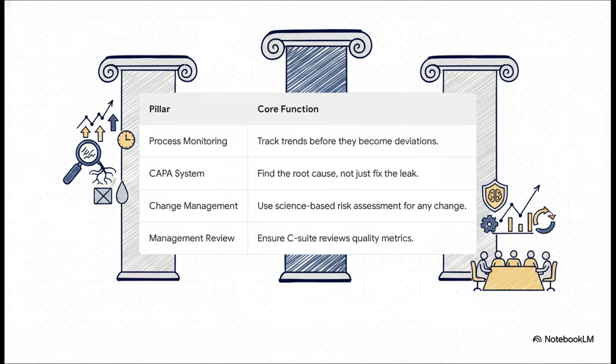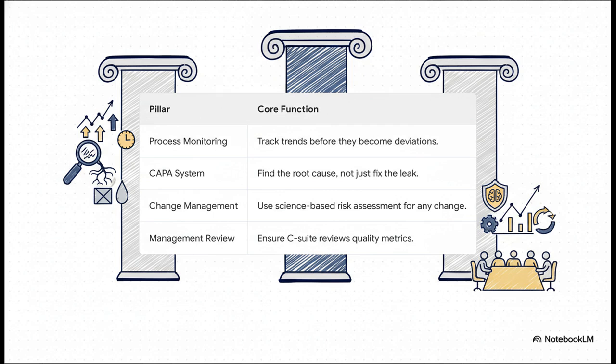First, process monitoring. Are you actively watching your data and looking for trends before things go wrong, or are you just reacting to failures? Second, your CAPA system. Are you really digging deep for the root cause? Third, change management. Is every single change, no matter how tiny it seems, backed by a solid, science-based risk assessment? And last but not least, management review. Is your senior leadership, your C-suite, actually in the room, looking at the quality data and engaged in the process?